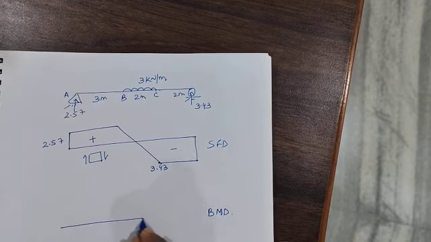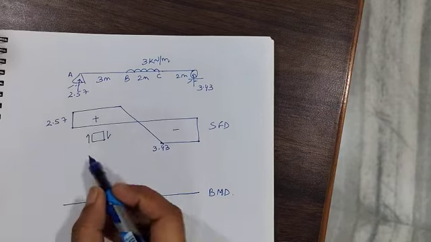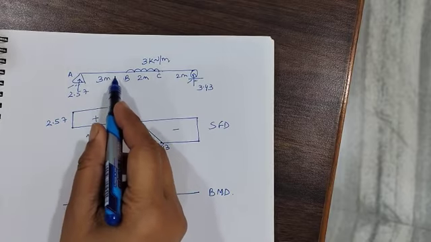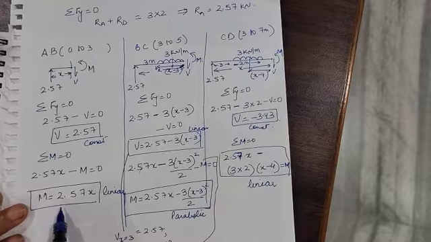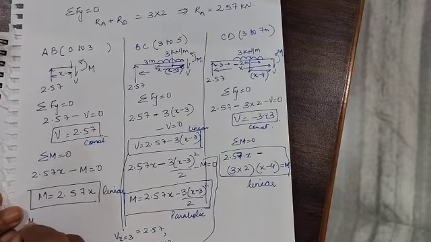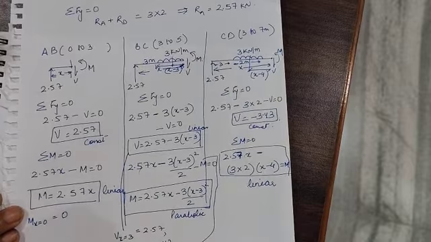For drawing a bending moment diagram, again we will mark a 0 line. We will see that from AB, what is the variation? For AB, the variation is, see the diagram indicates it is linear. So what is the moment at the start of the section? We will put x is equal to 0, it is 0.